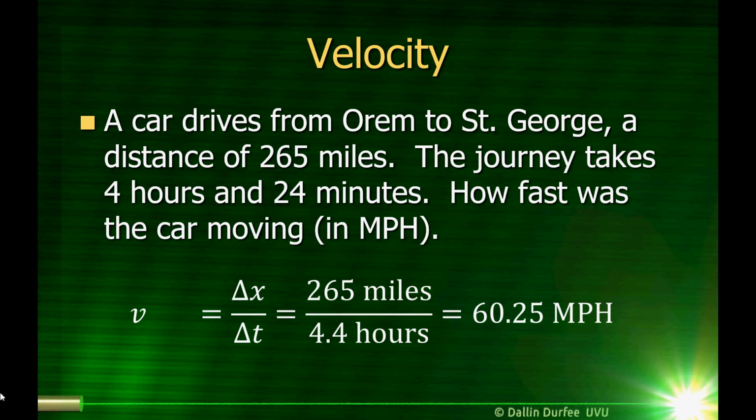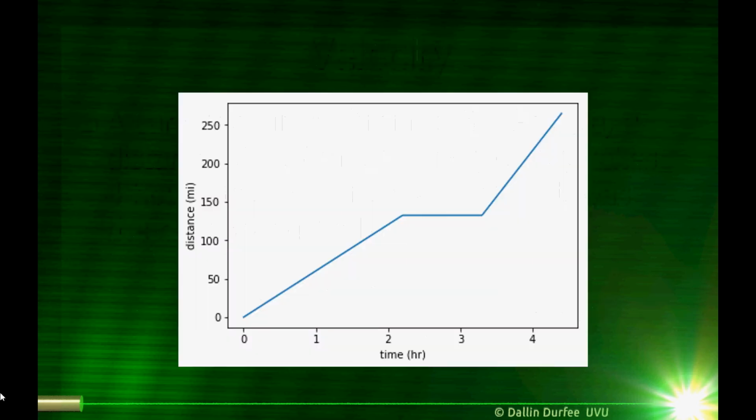But is that the velocity that the car was traveling at every moment in time? I mean, maybe the car did something like this. Here I'm plotting position as a function of time. Maybe the car started going at one velocity and then they stopped and got lunch. And then after lunch, they started up again, but they traveled at a different velocity.